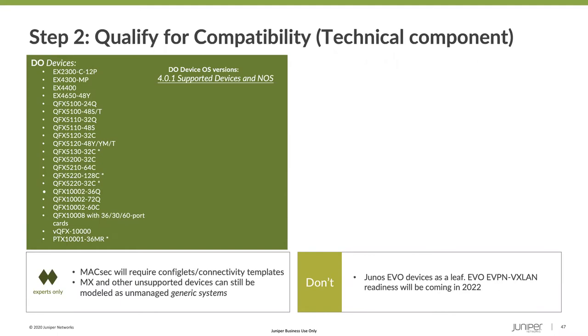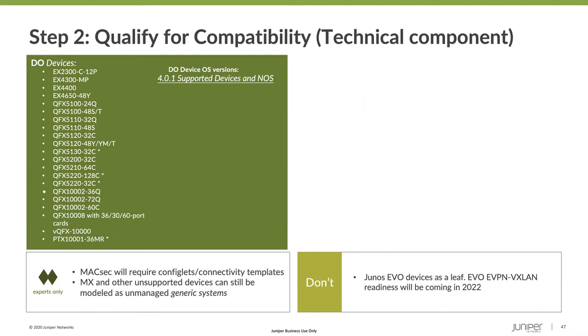MX and other things are also supported, but those are unmanaged, which means it's a generic system. A generic system could be a server, it could be an MX, it could be a PDX, apart from the PDX 10001. So that is supported, but not as fully as those devices listed here. When it comes to Evo, which is a different kind of operating system supported, for instance, in the QFX 5700, the 5130, and also on the ACX platform, we do not have EVPN VXLAN Leaf support yet. That is coming in 2022.